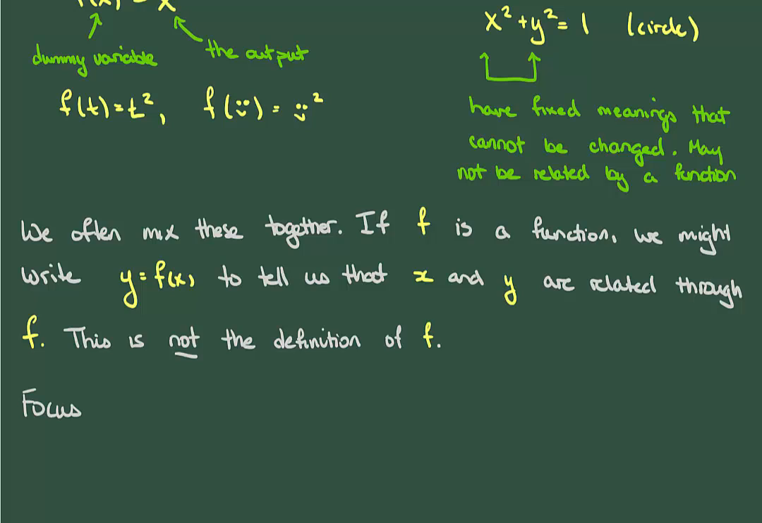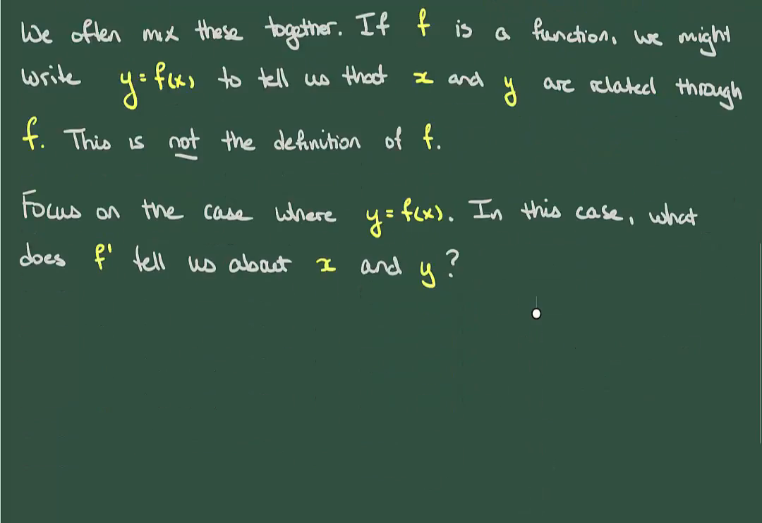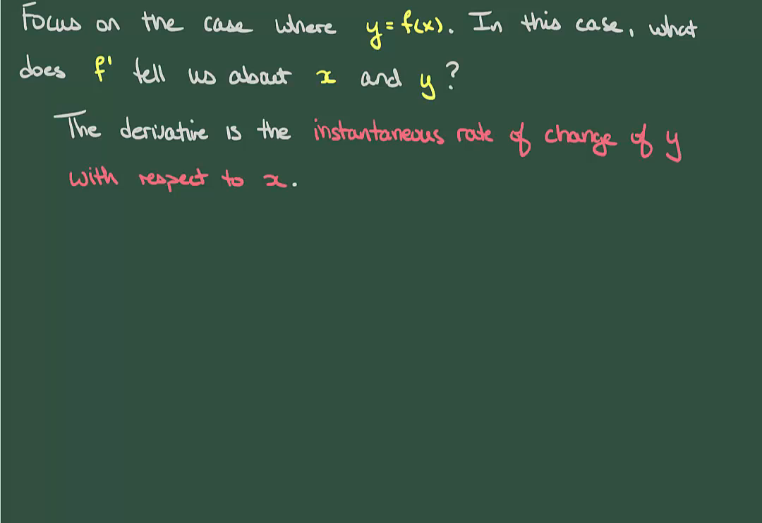So with all of this said, now let's focus on this case where, yes, we do know that y is a function of x. And if f is differentiable, the question is, what does f prime tell us about the relationship between x and y? The derivative is the instantaneous rate of change of y with respect to x. If we want to indicate this value without having to refer to the function f, we write dy divided by dx. And while it won't come up for us too often, the units of dy dx are the units of y divided by the units of x.